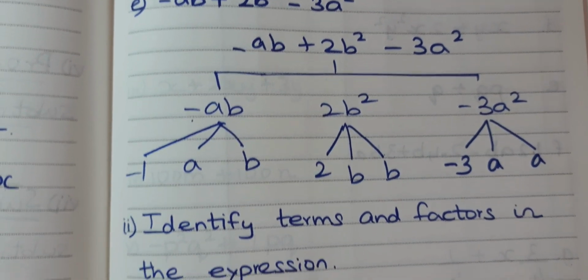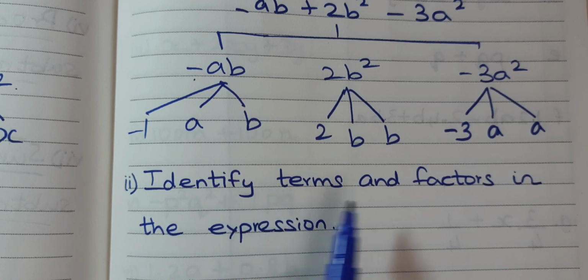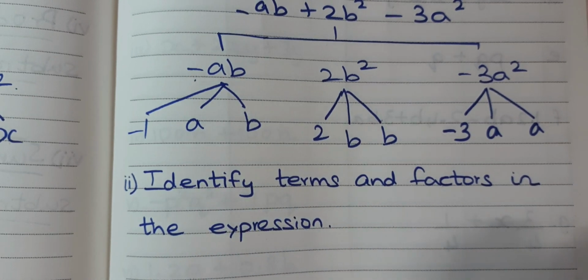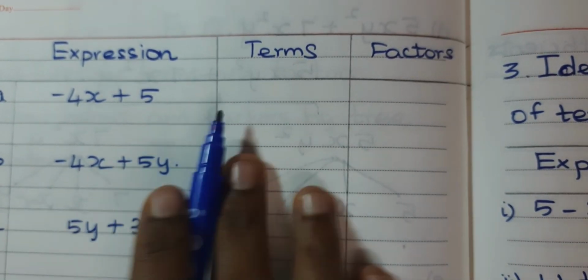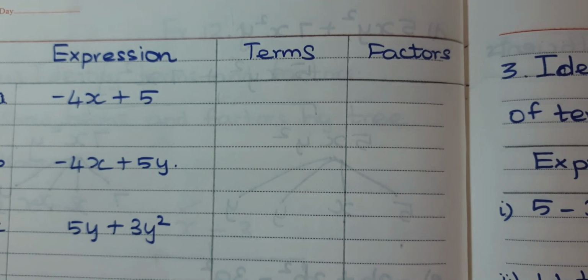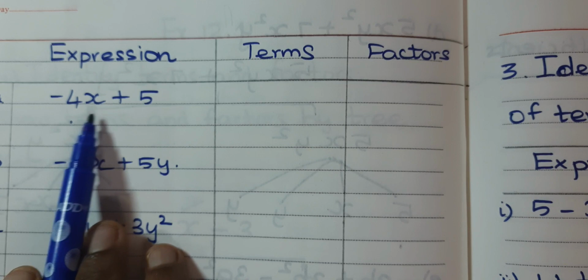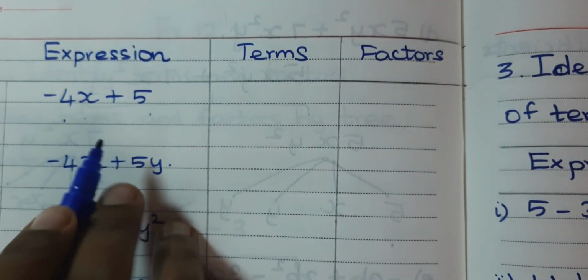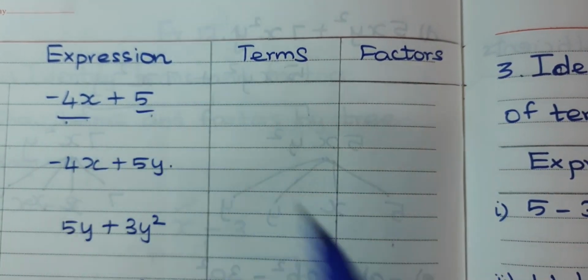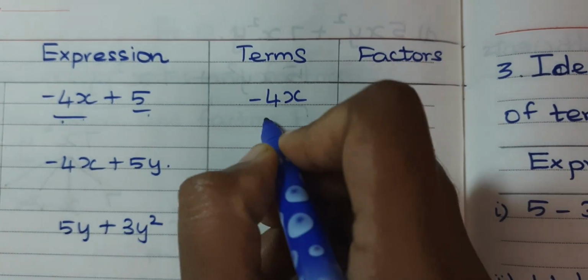Next they have given the second part. Same problem, second part: identify terms and factors in the expressions. I have to identify the terms and factors from the given expression. So minus 4x plus 5. What are the terms for this expression? They are minus 4x and 5. So first write minus 4x, and the next is 5.